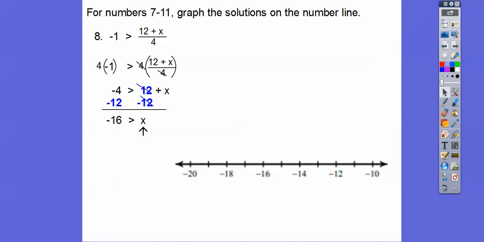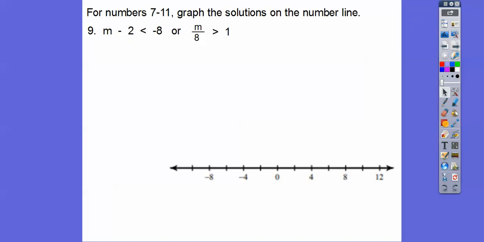So when I flip it the other way, the inequality flips around the other way. And as long as you have the variable on the left, then that's the way you shade. If your variable's on the right, you shade in the opposite direction. All right, both of these are open circles.